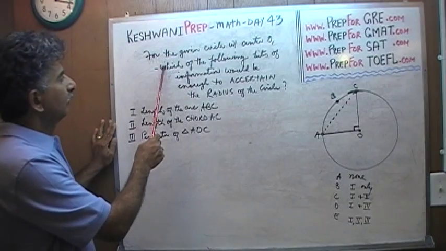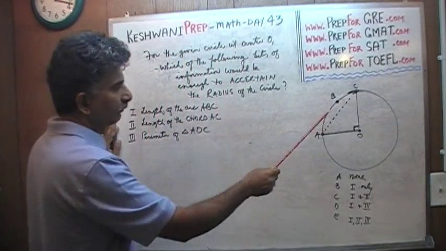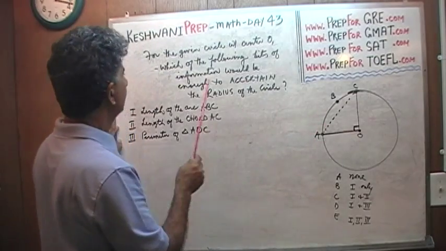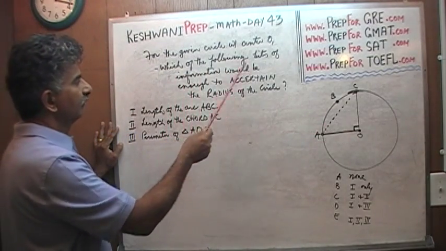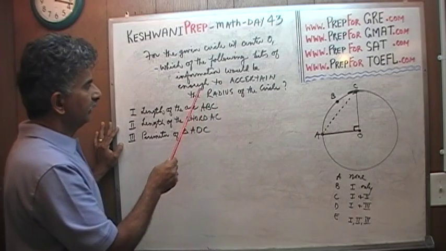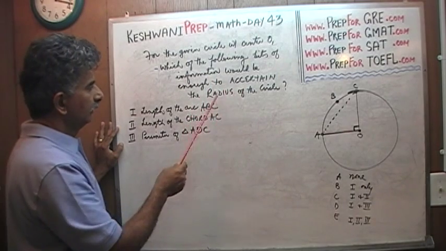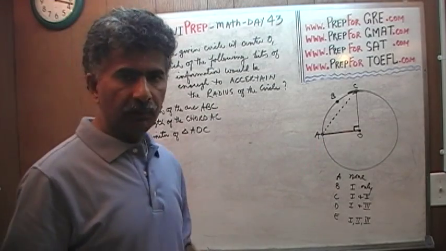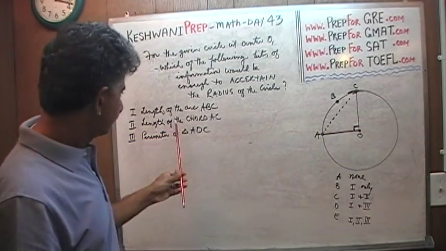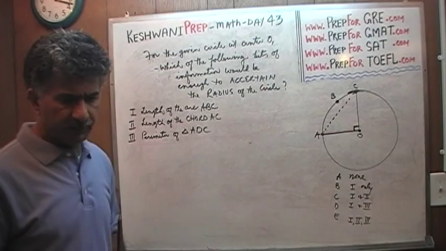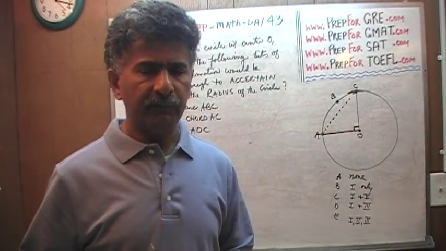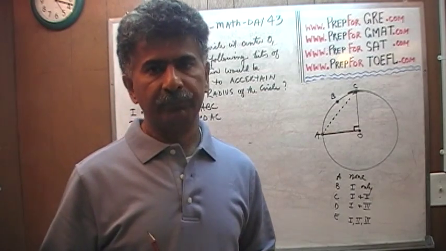It says, for the given circle with center O, here's your circle with the center O, which of the following bits of information would be enough to ascertain the radius of the circle? So we have to figure out the radius of this circle. The question is, which of the following three bits of information is enough by itself to figure out the radius of the circle?